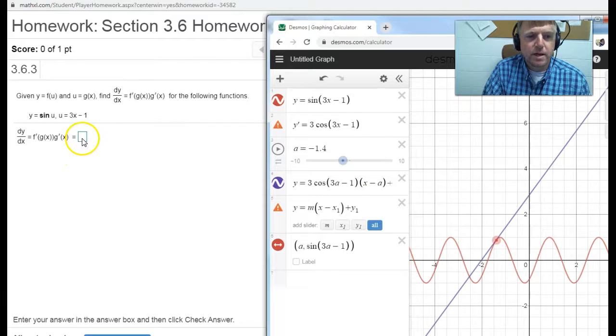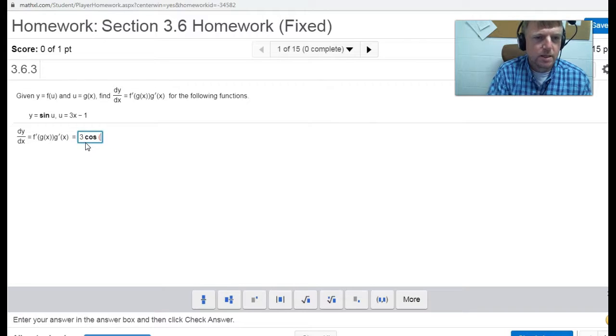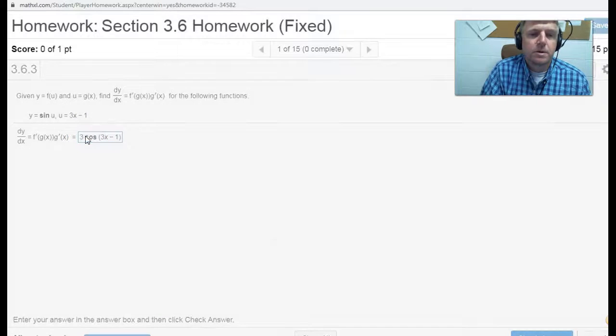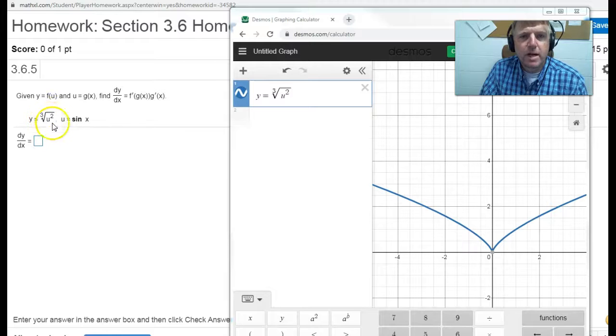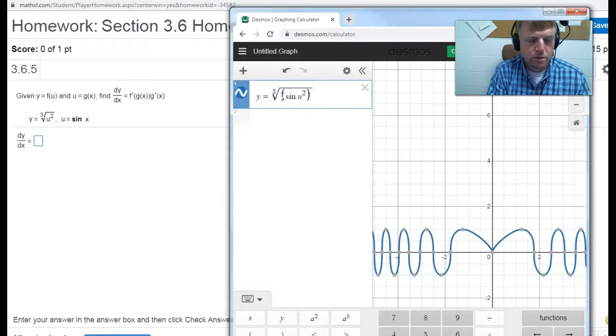Alright, so there's my answer. My dy dx is going to be 3 cosine, and then the inside stays the same. I just chain on the derivative. Alright, this one we got y equals the cube root of u squared. Alright, and then u is going to be the sine function. So that means I'm going to replace this u with the sine function.